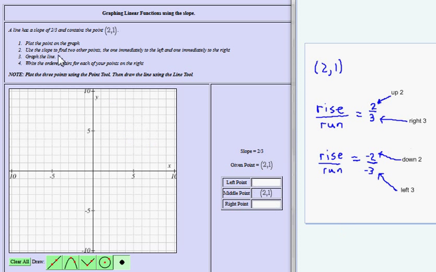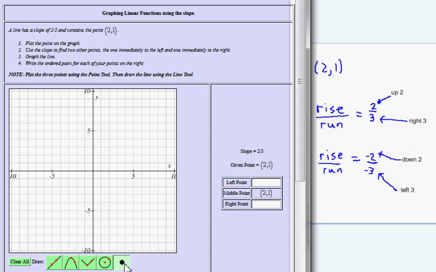In this problem, we're given a line with a slope of 2/3 and contains the point (2, 1). Step 1 is to plot the point on the graph using the point tool, which is located down here. Click on it, plot the point (2, 1) by moving 2 units to the right of the origin, so 2 units in the positive x direction, 1 unit in the positive y direction. Click your mouse to plot a point.